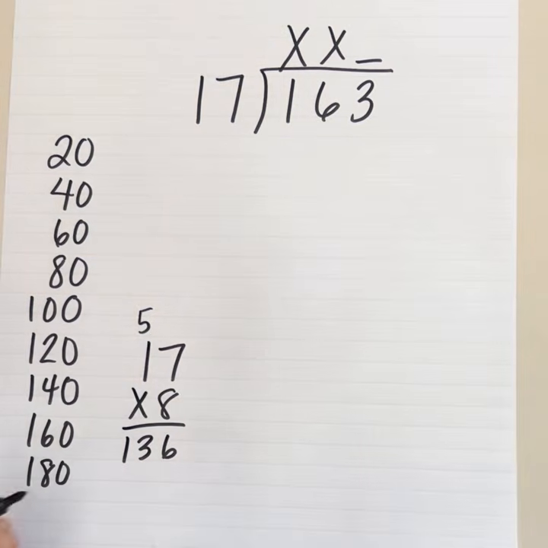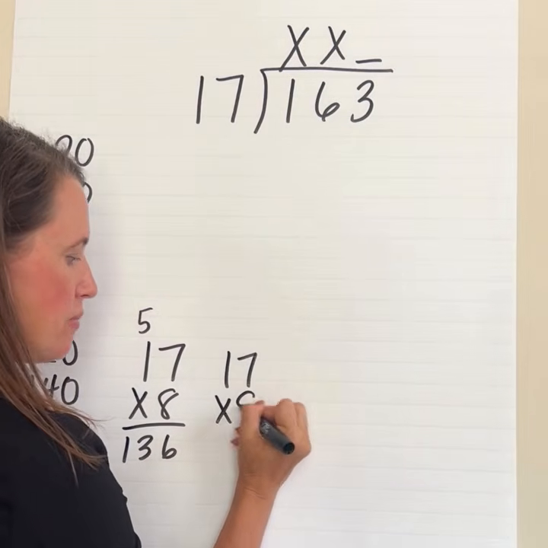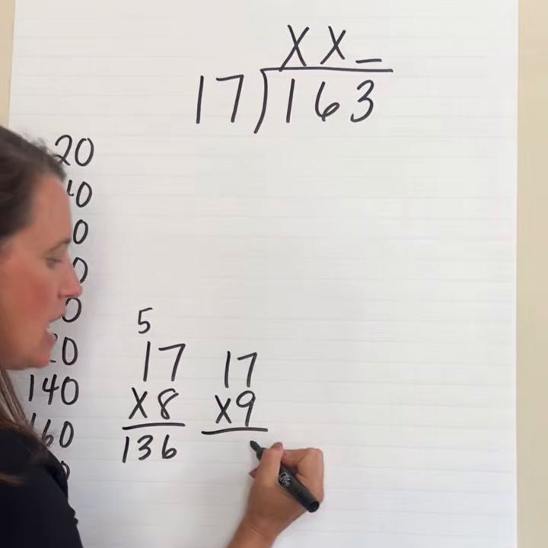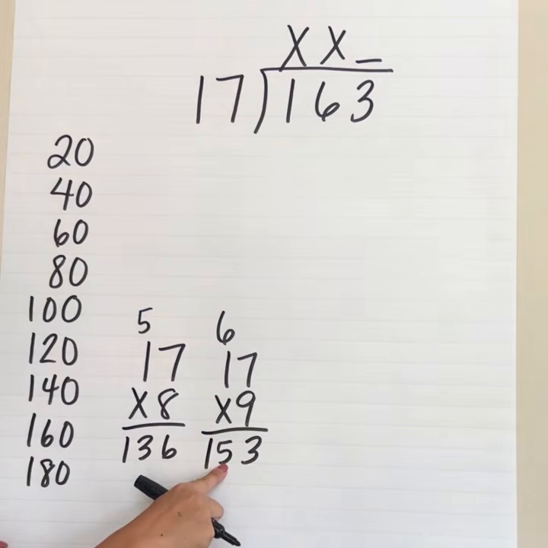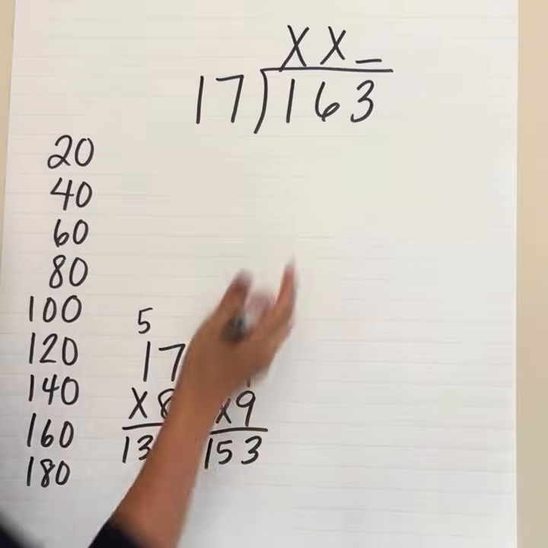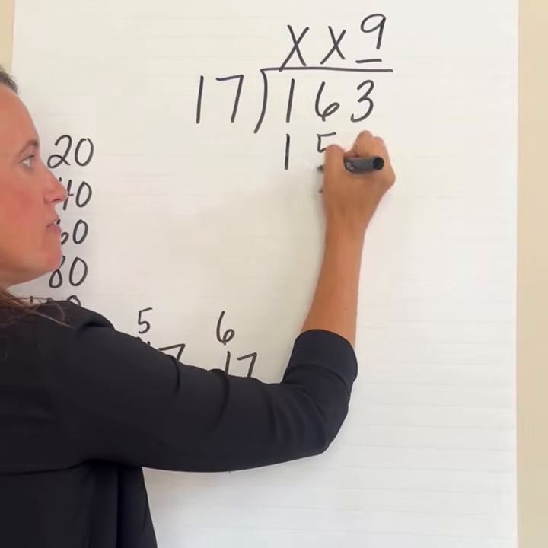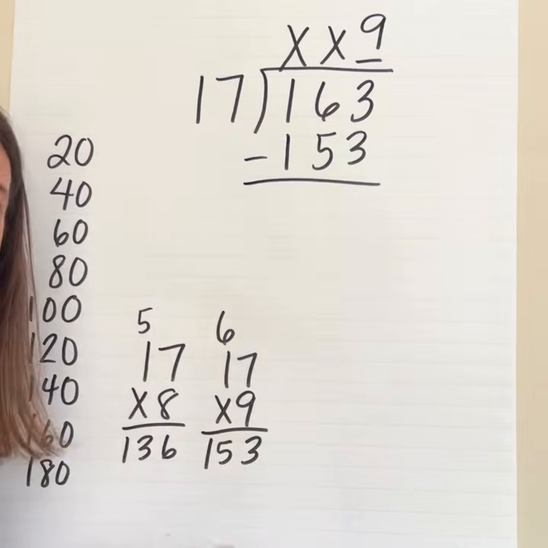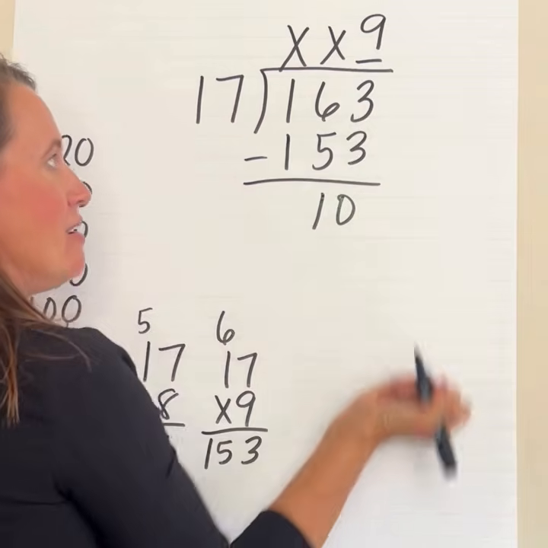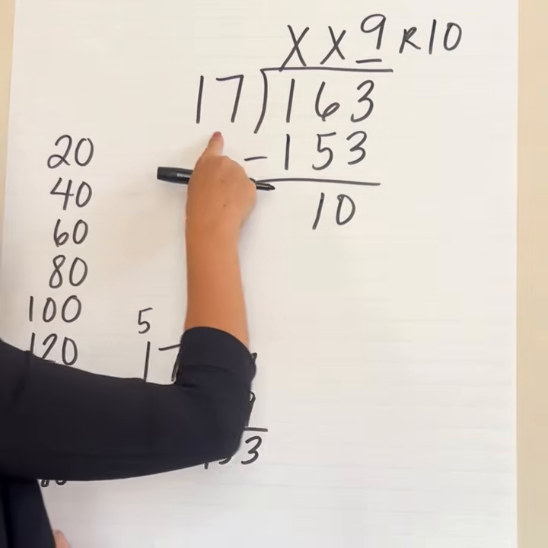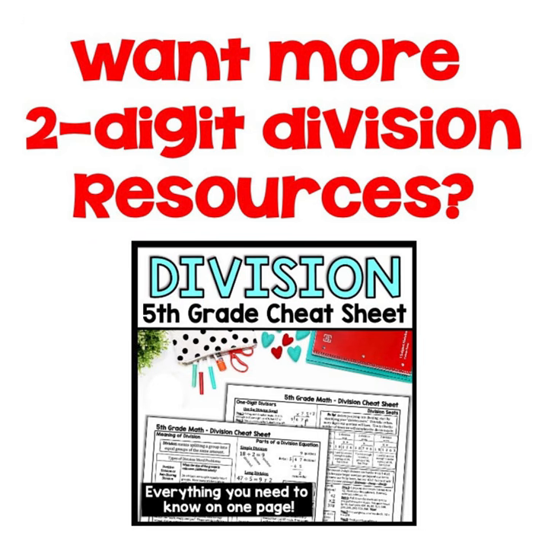136 is not that close to 163. I think it's worth it to try one more group. Let's see if we can get up to 9 groups. 17 times 9. Oh, there we go. 153 is closer to 163. So 9 pops up, and I know 9 times 17 is 153. Hook your line, subtract. Subtract, subtract, subtract. With a remainder of 10, I know I don't have enough to make another group of 17. I can only make 9 groups with 10 left over.